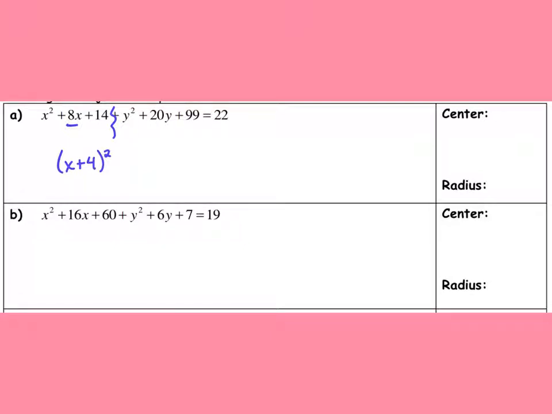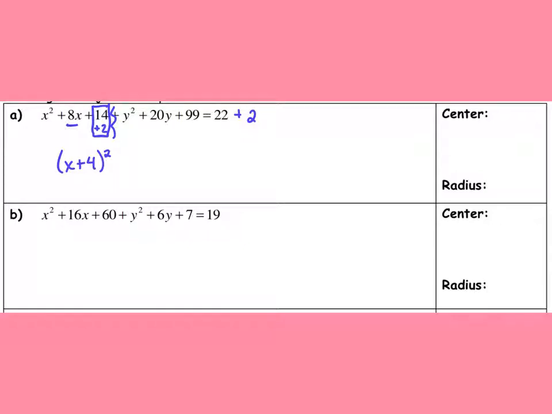If I have x plus 4 squared, that means my third term here needs to be 16. So I'm going to add 2. And just like before, if I add it to one side of the equation, I have to add it to the other. So I'm going to add 2 over here. So that has completed the square on that side.